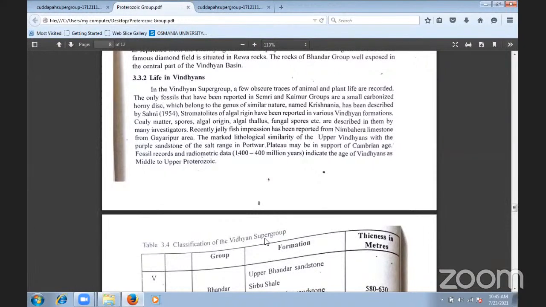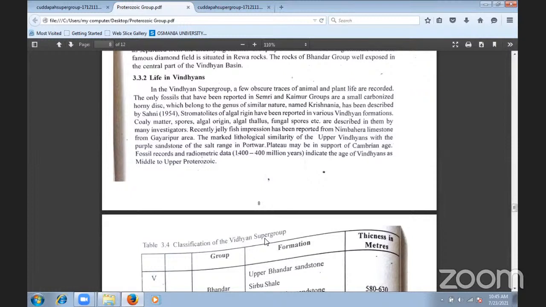Trace amounts of plant life elements were recorded here. The only fossils reported are in the Chitrakoot groups, a small carbonized horny trace, which belongs to a genus named Krishnania, described by Birbal Sahni in 1954.